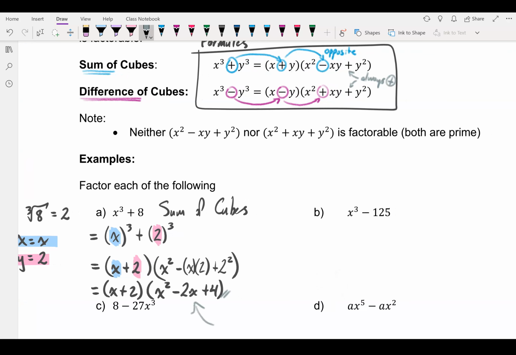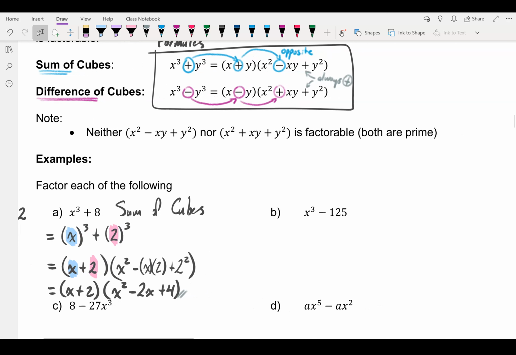This here cannot be factored because it says right here it's not factorable, and it's in that form, okay? So just so you know, once you get to this final step in sum of the cubes, there's nothing else to do. Let's do B.